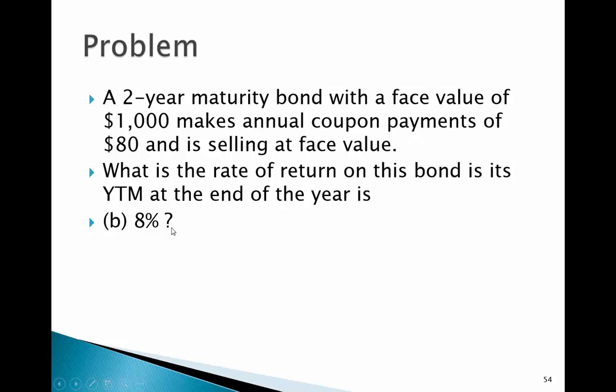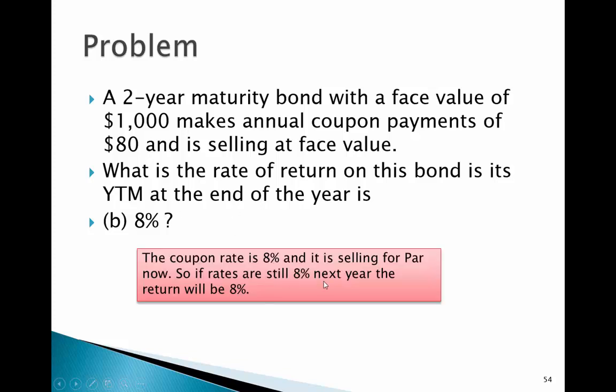Now if rates are 8%, well, notice this is a 2-year bond. It's selling at face value, so it's selling for par, meaning that since the coupon rate, you can see that it makes coupon payments of $80. The coupon rate is 8%. So that means the original yield was 8%. It's now selling for 8%. So since nothing has changed, you should get an 8% return here. So you can do the calculations if you want. Find the price you'll sell it for next year, add the coupon, divide by the price you paid for it, which is $1,000, all that. You'll get 8%, or you should if you don't make any mistakes. So that's easy to see.